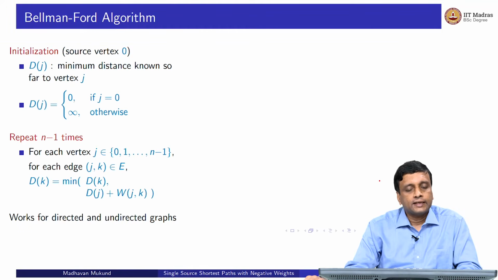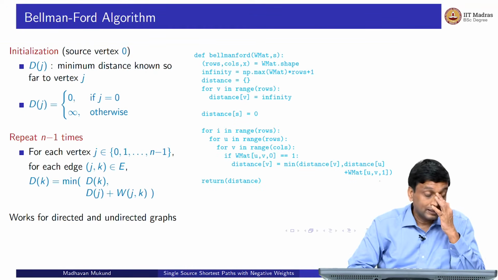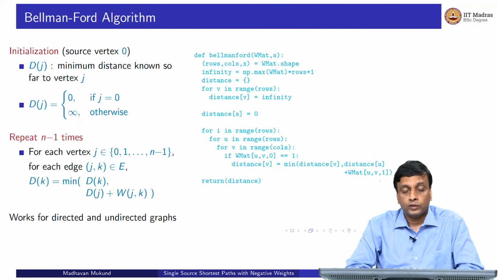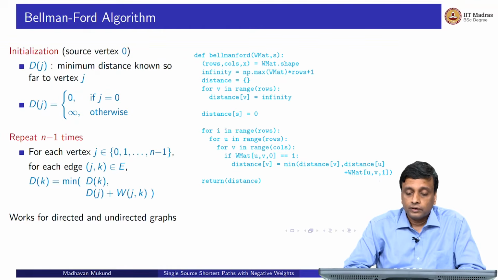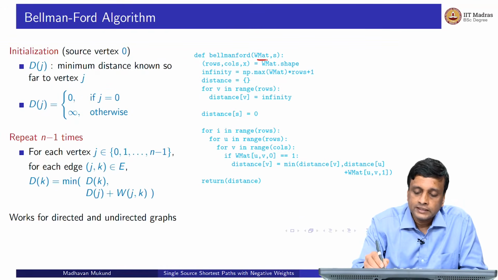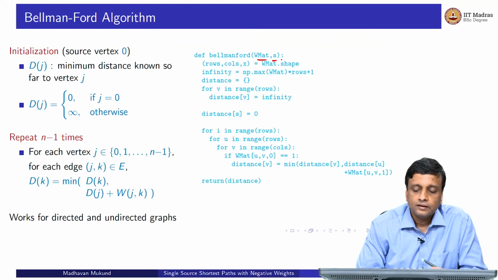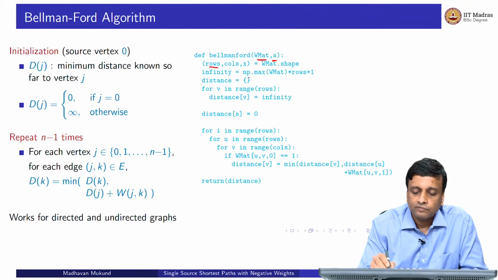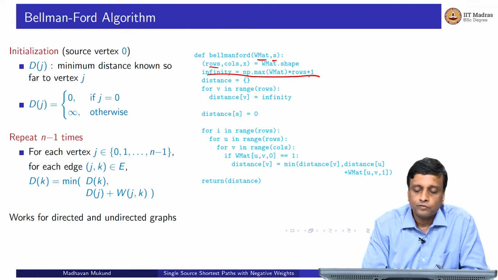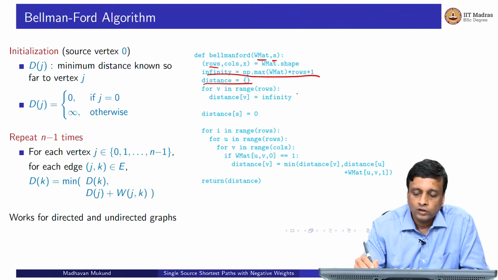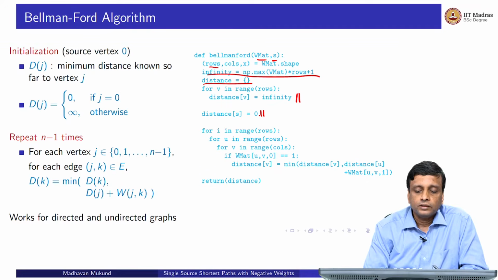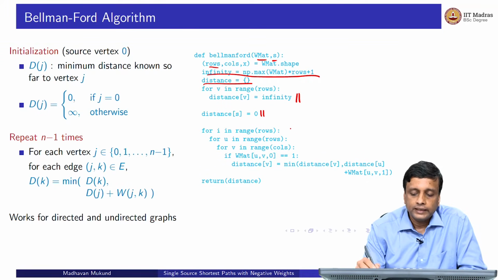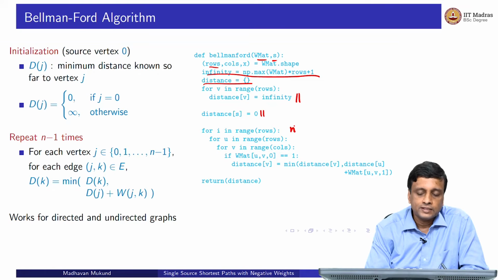So, this works for both directed and undirected graphs. So, here is the algorithm. We will come back and look at it a little more carefully after we do a run through of it. So, what we do is we take an adjacency matrix and a source vertex, right. As before, we figure out how many rows we have and we set infinity in terms of the number of rows and the maximum value in the matrix. And now we have this distance dictionary which will give us a distance to everything. So, initialize all the distances to infinity and then set the distance of the source vertex to 0, right. And now we are going to do something n times, right? Actually n minus 1 times suffices, but we will do it n times.